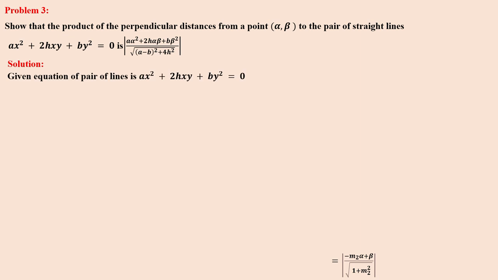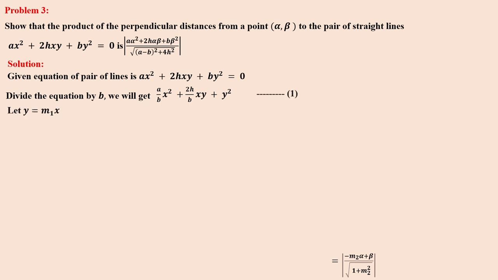Given the equation of the pair of lines is ax² + 2hxy + by² = 0. Divide the equation by b, and we get a/b. Each and every term we are dividing by b: (a/b)x² + (2h/b)xy + y² = 0. That is equation number 1.